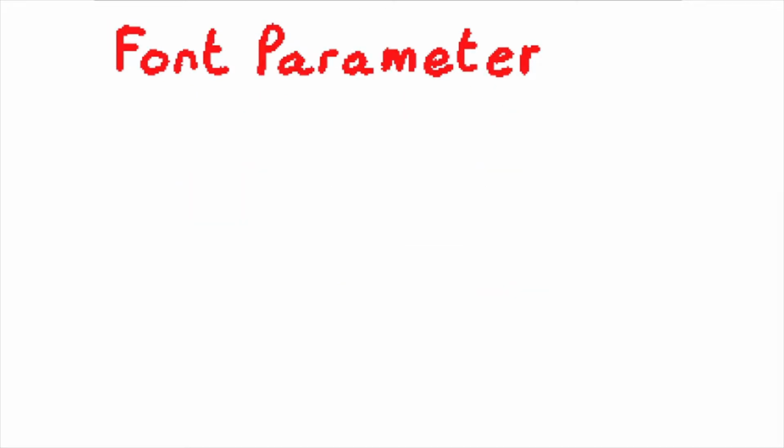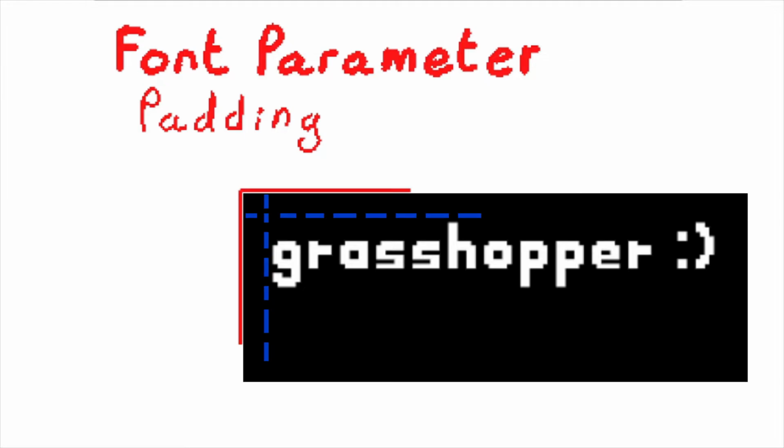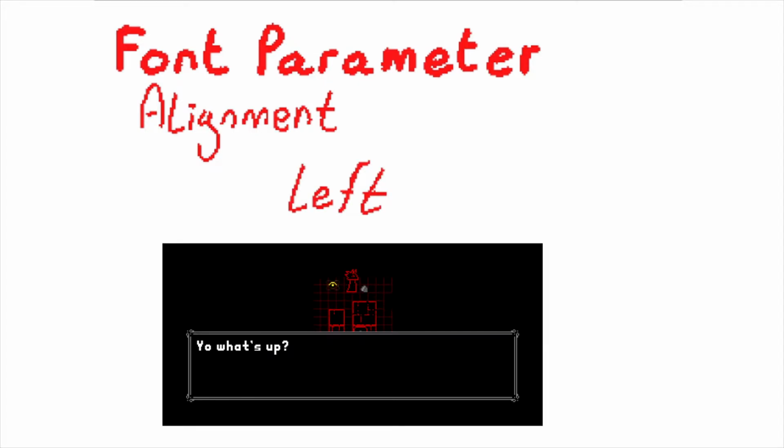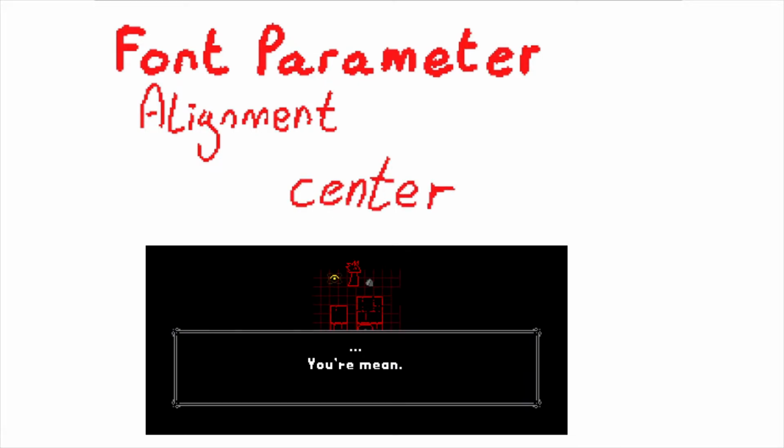So next up we have padding. Padding should also be pretty self-explanatory. It's basically just the spaces between your text and the borders of the text box. And then you also have alignment. Alignment is for putting the text either to the left side, to the right side, or to the center of the screen. So you can easily move it around as you wish.